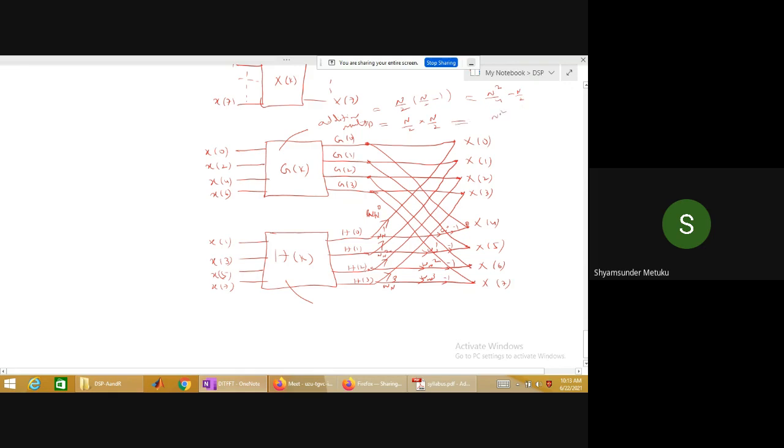This is n square by 4. Correct or not? Similarly, the same thing for here. Additions will be n square by 4 minus n by 2. Multiplications are how many? n square by 4. Correct or not? Now total additions.